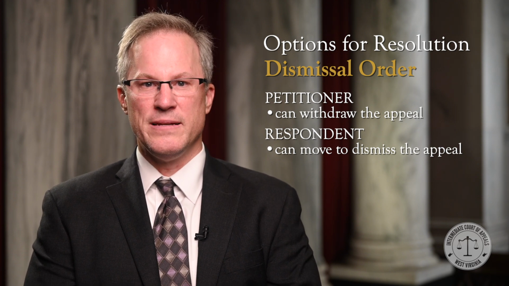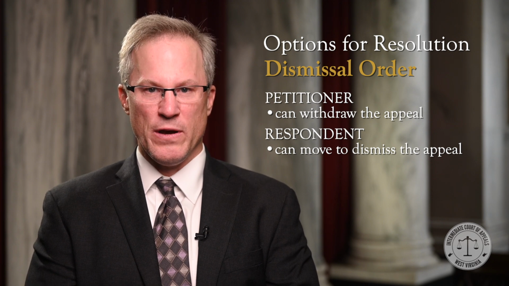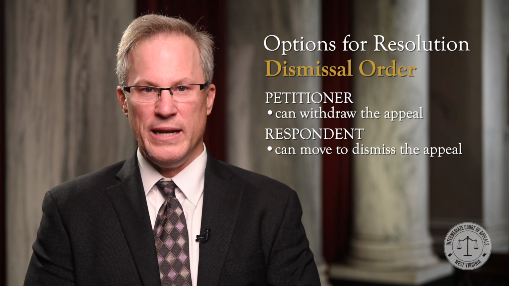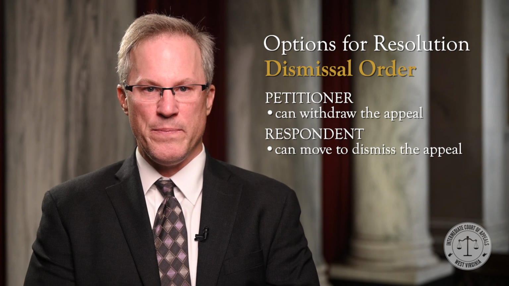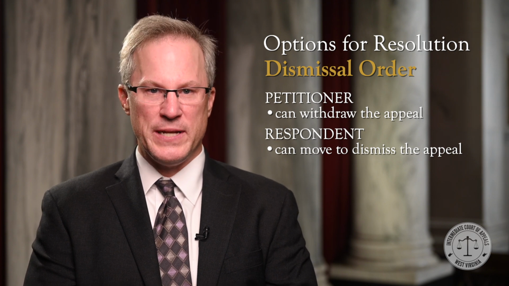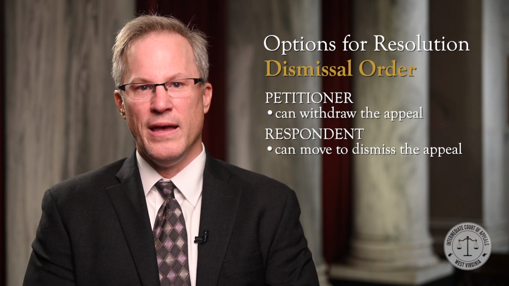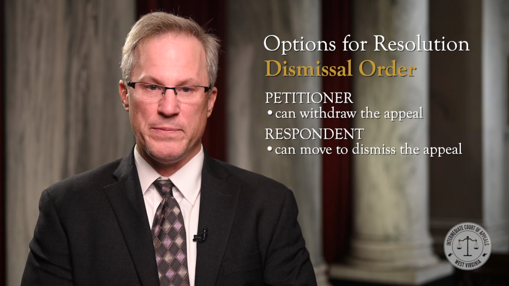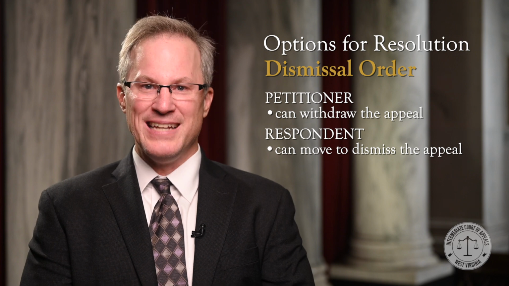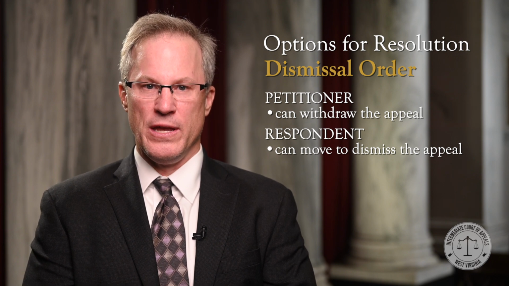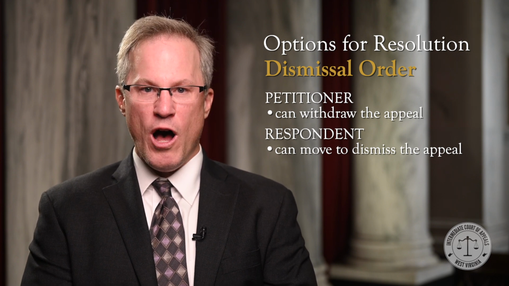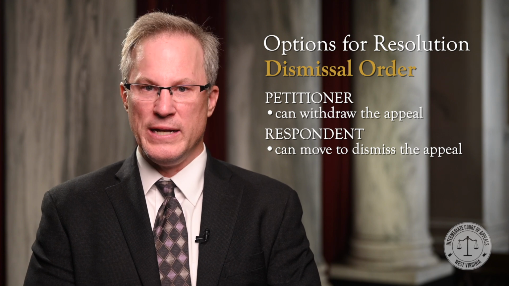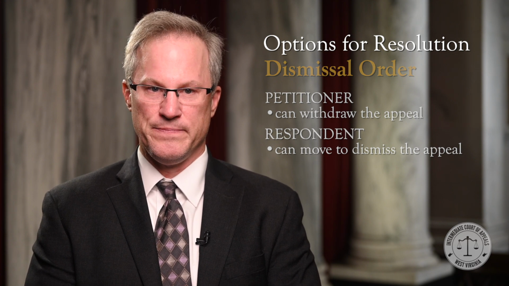A respondent may ask the ICA to dismiss an appeal for various reasons, including that the petitioner has not perfected the appeal on time by filing the petitioner's brief and appendix, that the petitioner has not followed an order of the court or the rules of appellate procedure, or that the ICA does not have jurisdiction over the appeal. The ICA can also dismiss an appeal for these same reasons without a motion from one of the parties.